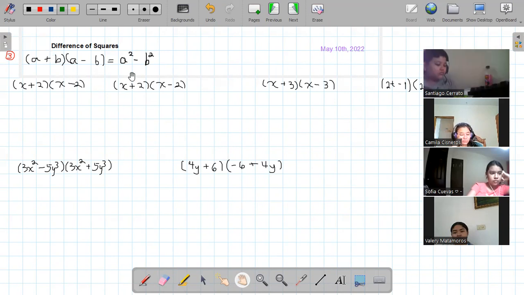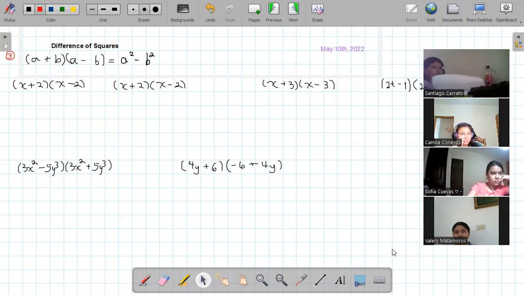And we are not going to use the distributive property or the FOIL method, which we could. We're going to use it here just to determine that it's the same answer. But we're going to see how to solve it using the formula. As you can see, the formula says a plus b times a minus b, and that will be equal to a squared minus b squared.